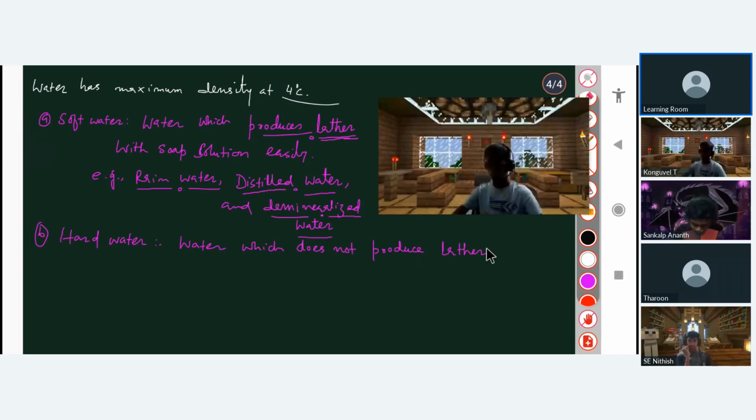Sir, but like here in Chennai, there's a lot of sea water in the tap water, so it's very salty, sir. But still it lathers with soap, sir.